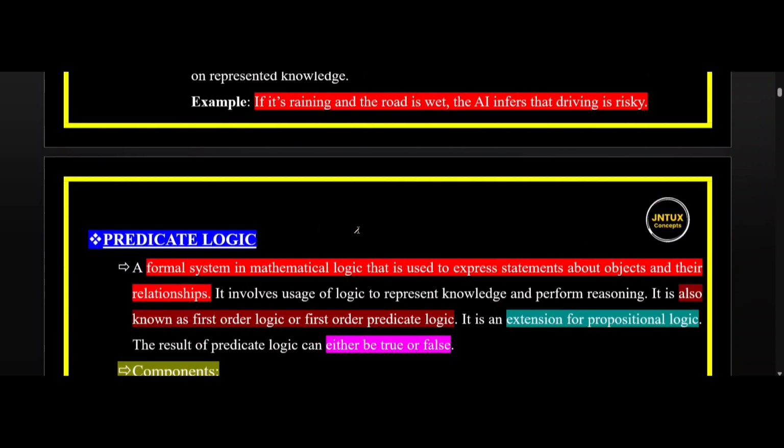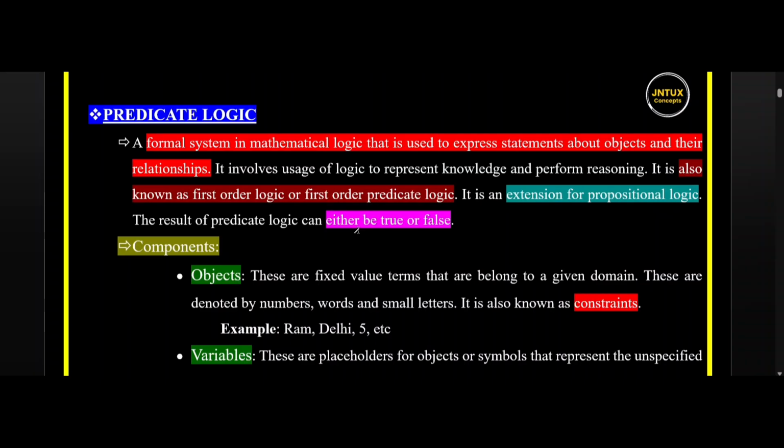So that is all about predicate logic. It is a small topic but it is important. It can be asked for 2 marks. That is all about predicate logic in artificial intelligence of 3rd year 2nd semester in R23 regulation.